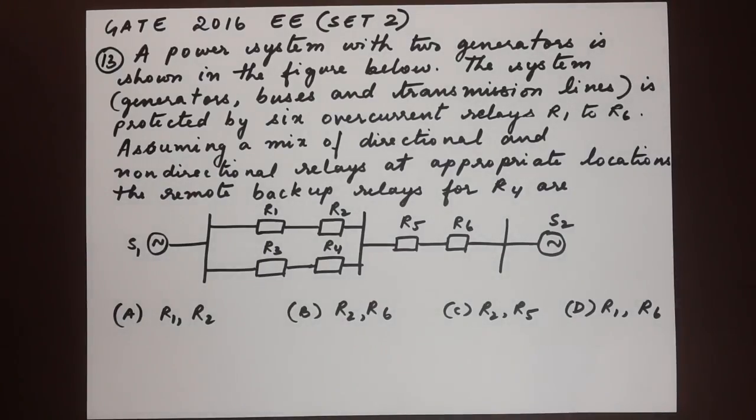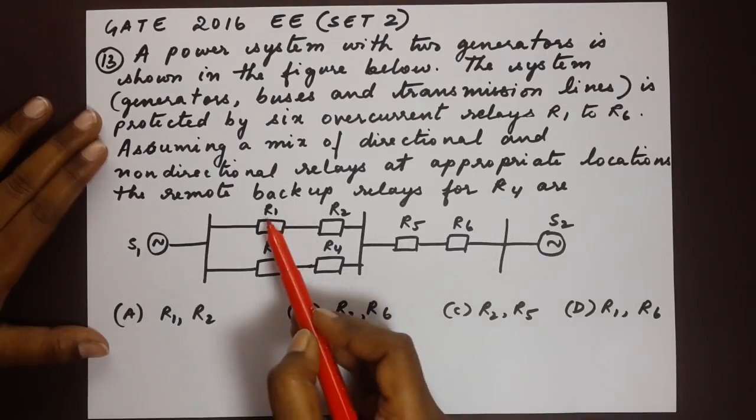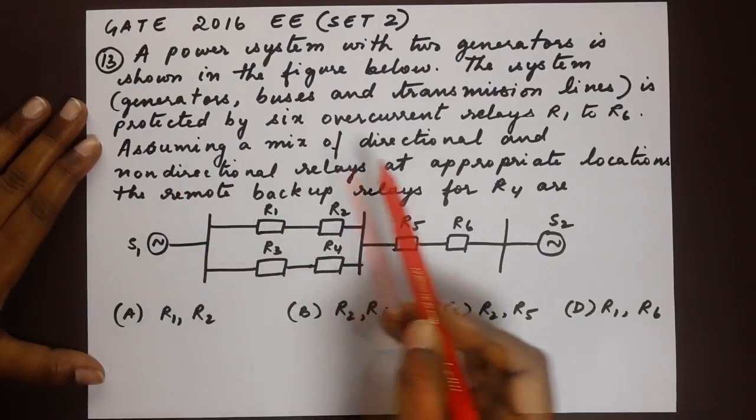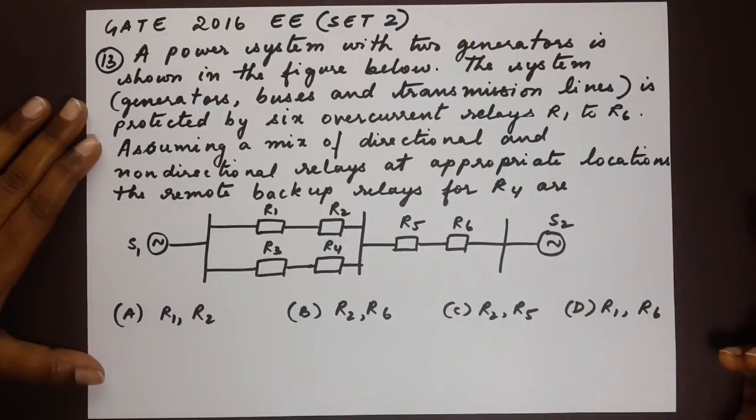Here's the next question, number 13. A power system with two generators is shown in the figure below. The system that consists of generators, buses and transmission lines is protected by 6 overcurrent relays R1 to R6. So we have here R1, R2, R3, R4, R5, R6. Assuming a mix of directional and non-directional relays at appropriate locations, the remote backup relays for R4 are.